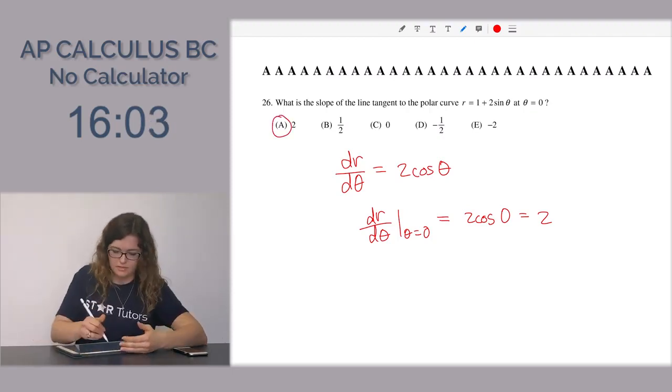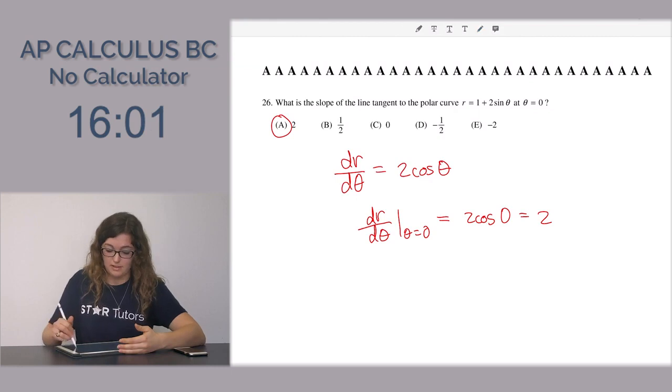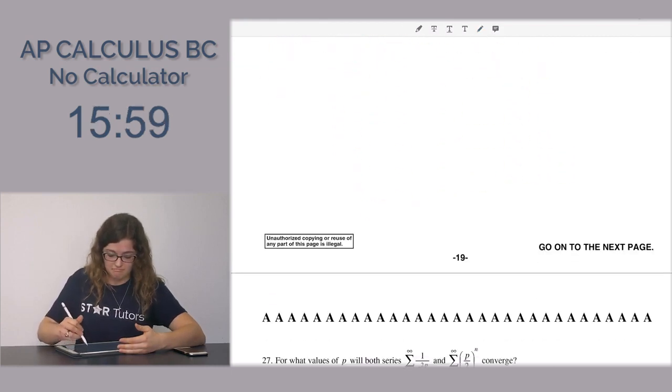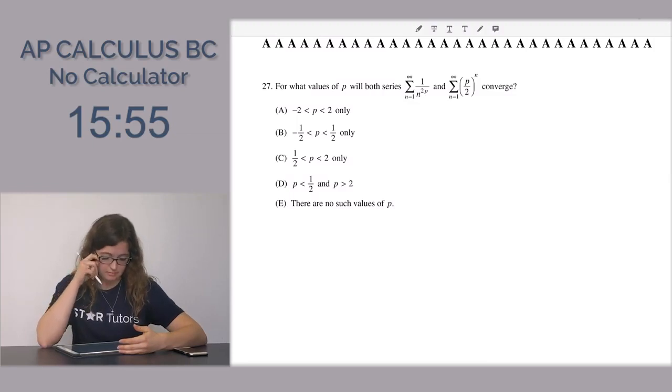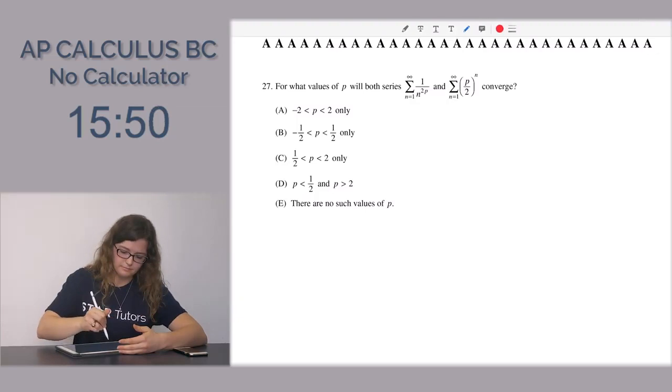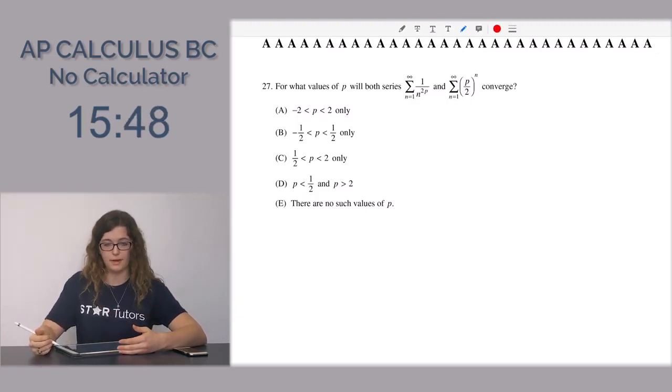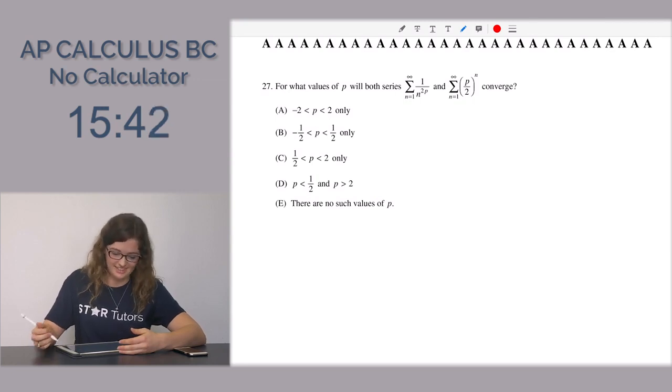That seemed easy. Maybe I made a mistake, but I think that's right. 27. For which of the values of p will both this series and this series converge? If you're able to identify these series, this isn't going to be a hard question. If you aren't able to identify these series, it's going to be a really hard question.